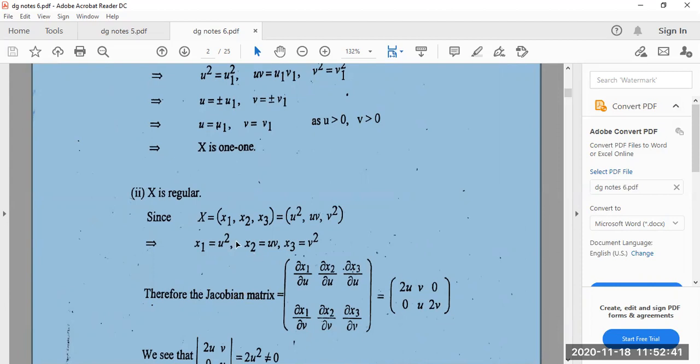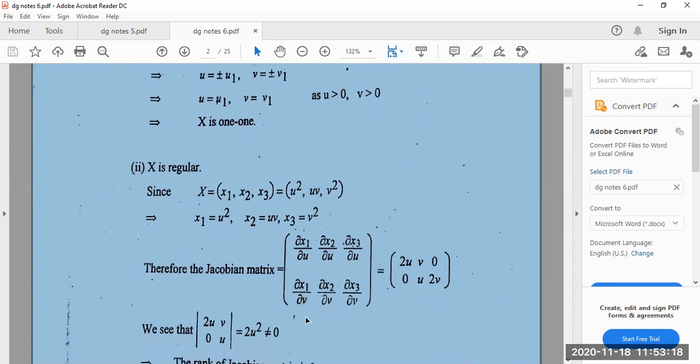You just have to take the derivative of x1 with respect to u, x2 with respect to u, x3 with respect to u, and then again the derivatives of x1, x2, x3 with respect to v. After taking the derivative, x1 with respect to u is 2u, x2 with respect to u is v, and x3 with respect to u is 0, because v is an independent variable, so we can differentiate with respect to u and the result will be 0. Similarly, the derivative of x1 with respect to v will be 0. The derivative of x2 with respect to v will be u, as u is constant. And x3 with respect to v will be 2v.